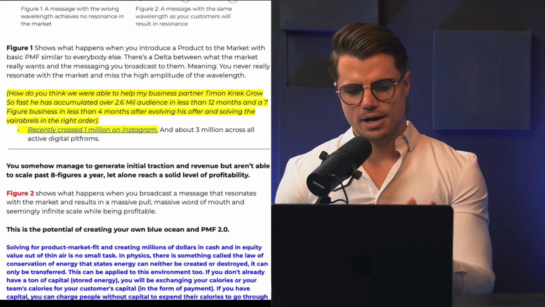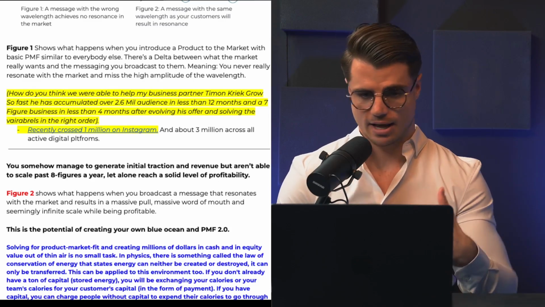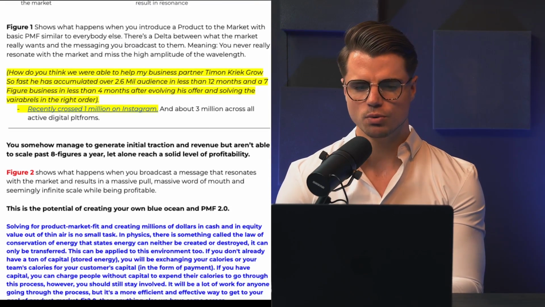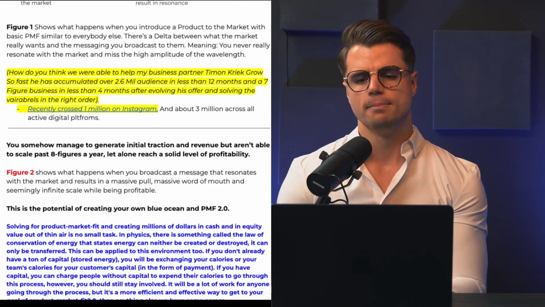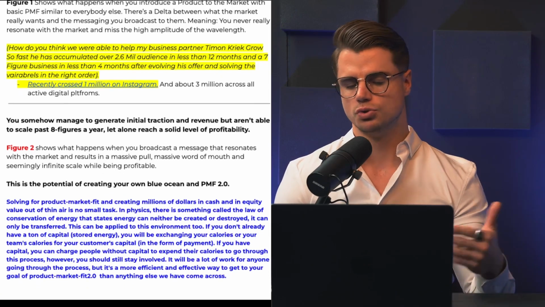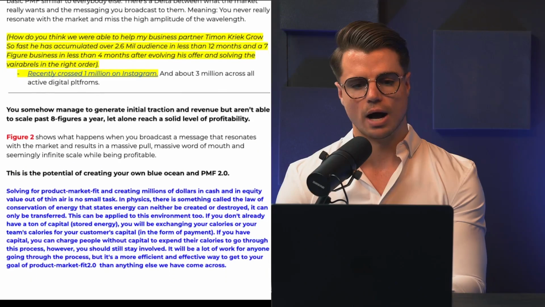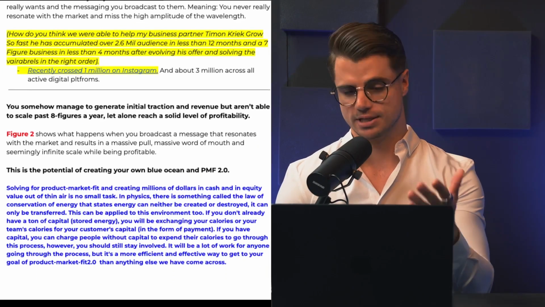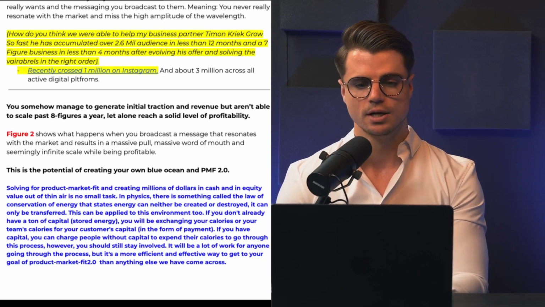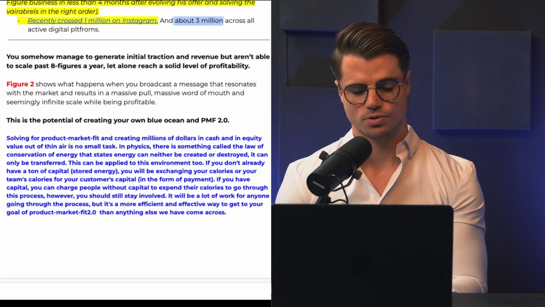So again, what happens is that you introduce basic product market fit in a similar way as everyone else does it, and there's a delta between what the market really wants and the message that you're broadcasting to them. Meaning you never really get the resonance that you need in the market, and you miss a high amplitude or wavelength, which means that you end up running out of money. Usually that's what happens. Now, how do you think we were able to help, for example, Timon do this, going through those processes because we understood all these things, right? Again, I'm not sure if I mentioned this, but he's hit 3 million across different platforms right now.